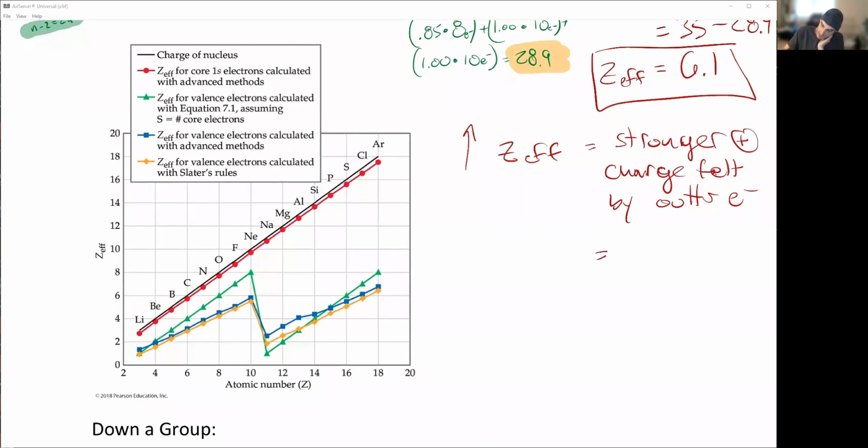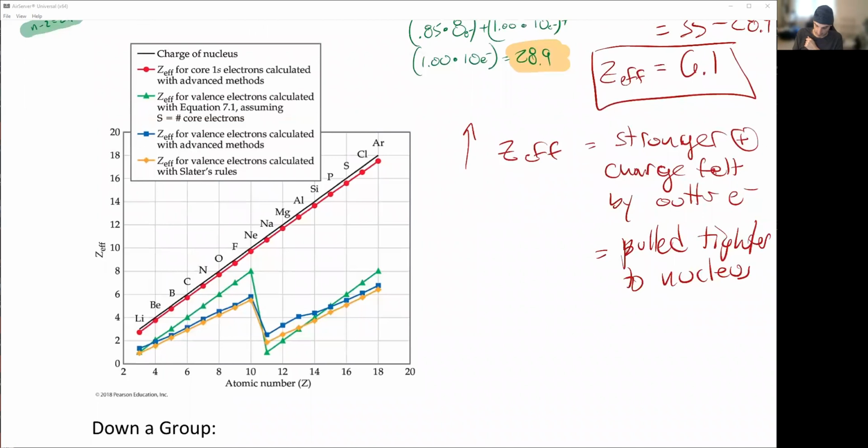What that ultimately means is that it's going to be pulled closer, pulled tighter to the nucleus, or tighter to that atom, which has a bunch of different effects. We're going to see this in just a second. If it's pulled tighter to the nucleus, that means it's closer, and that means it is going to require more energy to remove. So there are these effects that Z effective is going to help us drive.